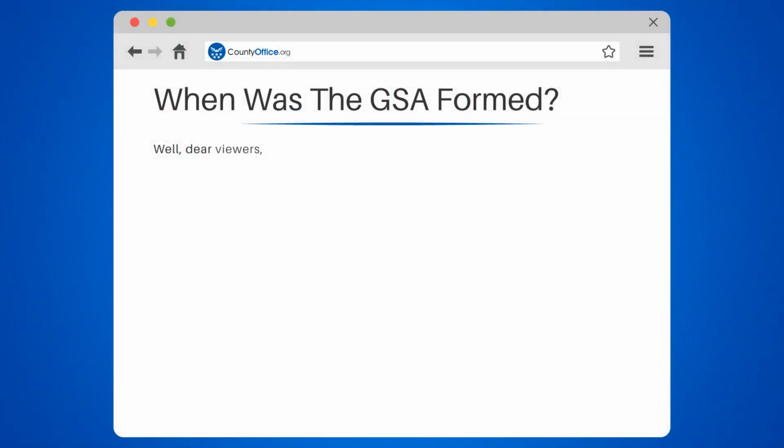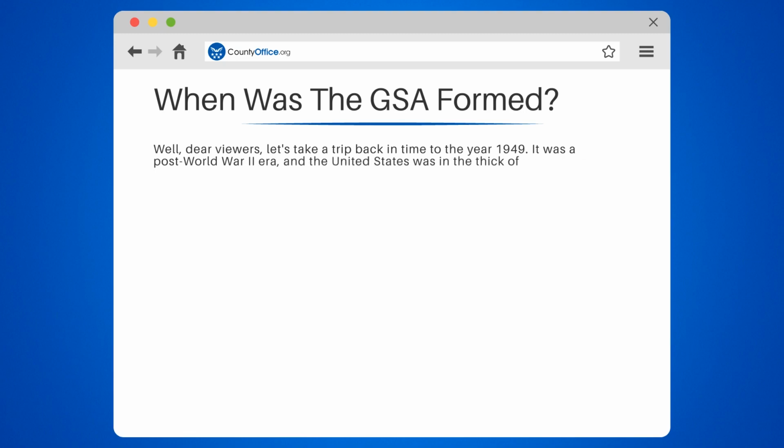When was the GSA formed? Well, dear viewers, let's take a trip back in time to the year 1949. It was a post-World War II era, and the United States was in the thick of reorganizing its federal agencies. It was in this ambiance that the General Services Administration, or the GSA as we know it, was born.